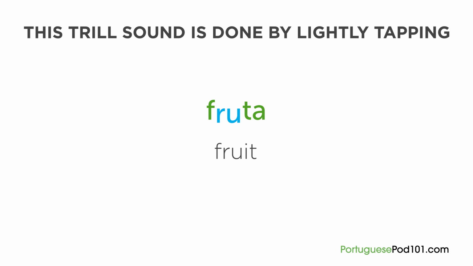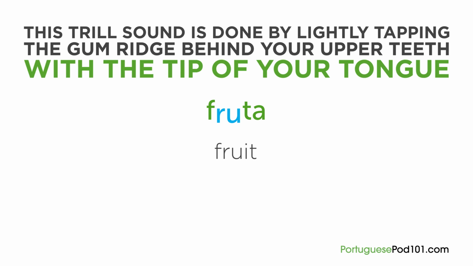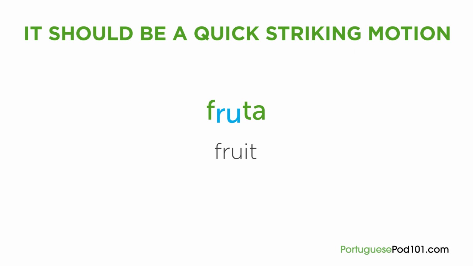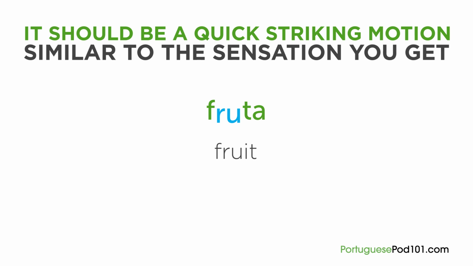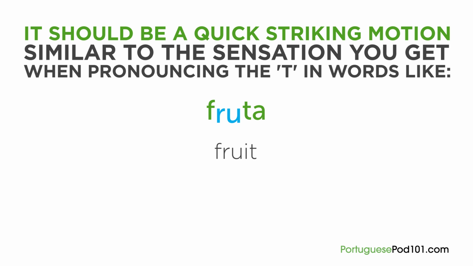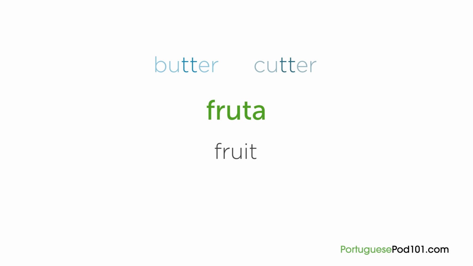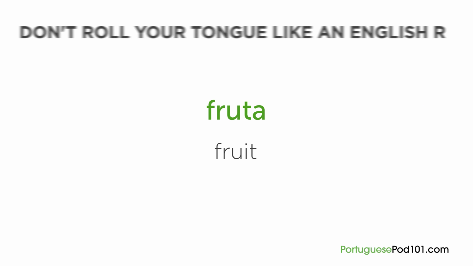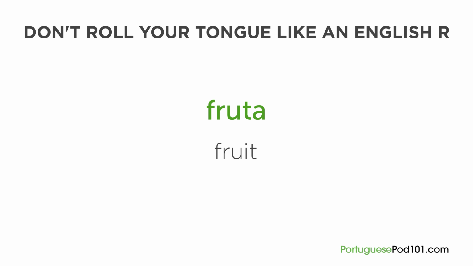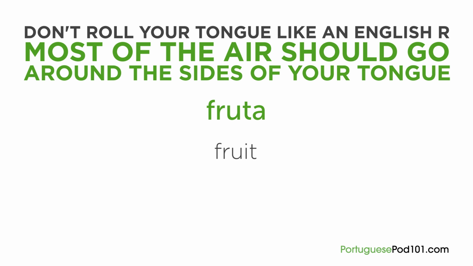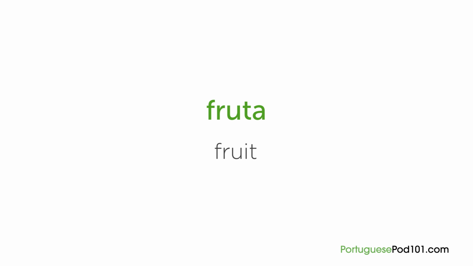Ru. This trill sound is done by lightly tapping the gum ridge behind your upper teeth with the tip of your tongue. It should be a quick, striking motion, similar to the sensation you get when pronouncing the T in words like butter, cutter, and so on. Don't roll your tongue like an English R. Most of the air should go around the sides of your tongue. Listen and repeat after Anna.